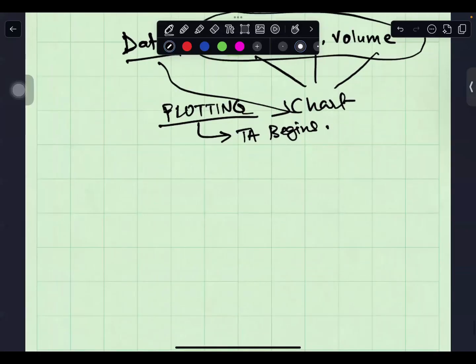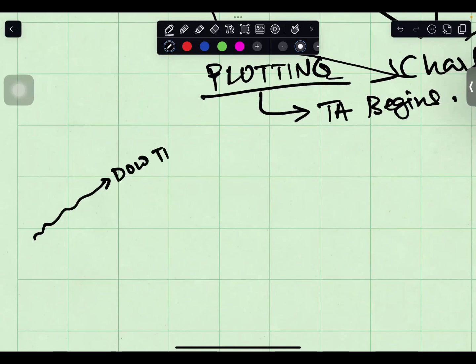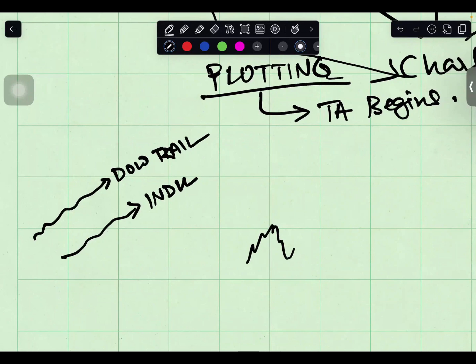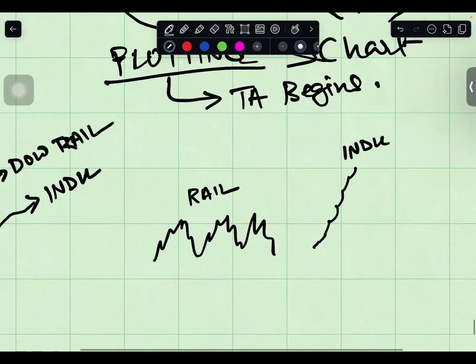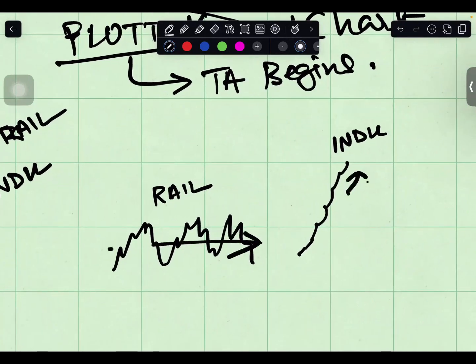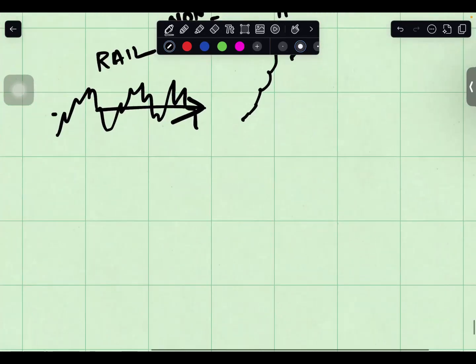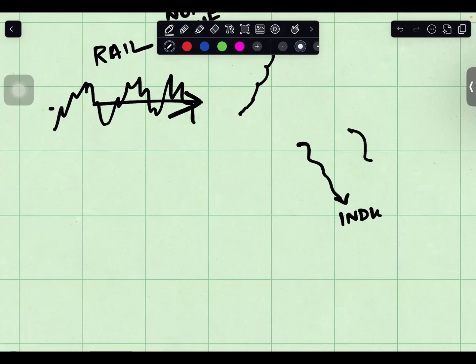For an example, if the Dow, okay, let me call it railroad, and industrials, these two should move in the same direction. For an example, let's say the railroads are sideways, but the industrials are moving forward. In this case, the industrials are showing strength, but the railroads are not showing strength. So this is called non-confirmation. And vice versa, both of them should ideally also move together on the downside or on the upside, either way.